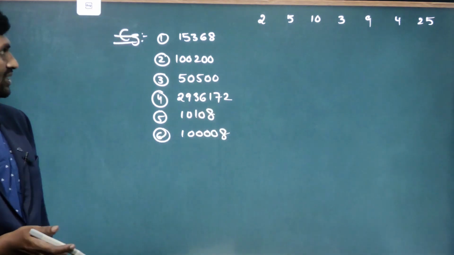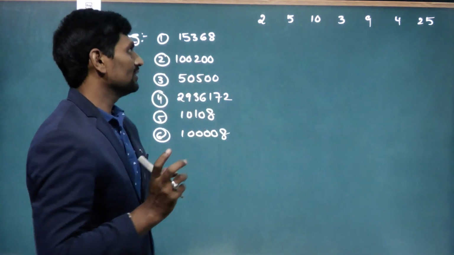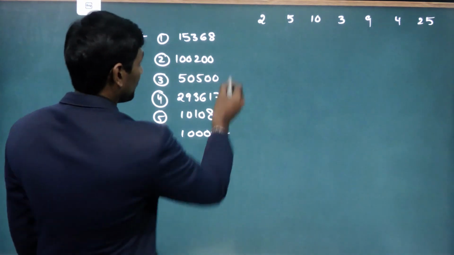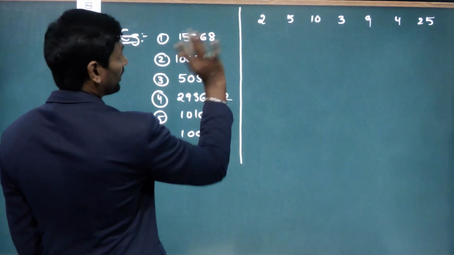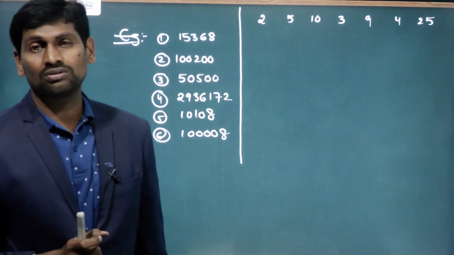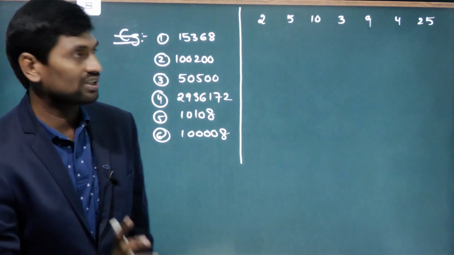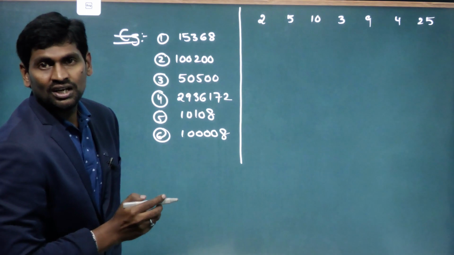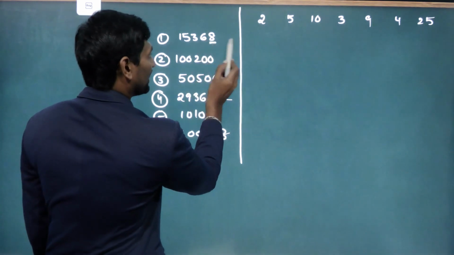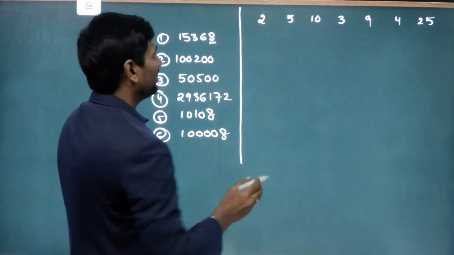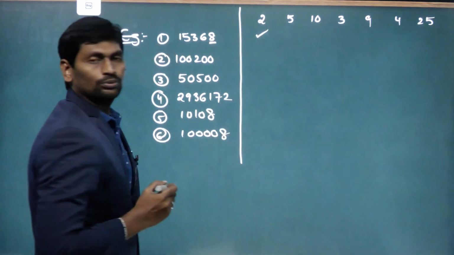Let us check whether the given numbers are divisible by each rule or not. Now let me check the divisibility rule for 2. What is the divisibility rule for 2? The last digit is a 0 or an even number. See the first number. It is ending with the digit 8. That means 8 is an even number, so it is divisible by 2.